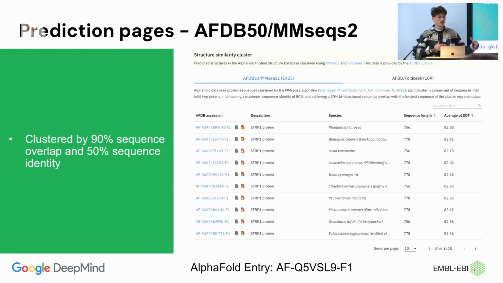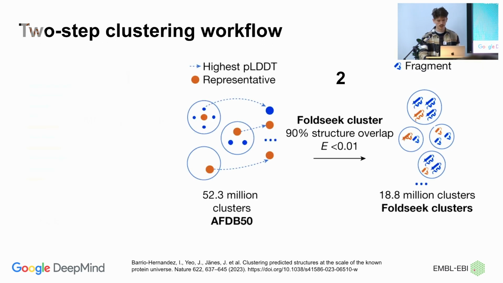So if you haven't seen already our entry pages, at the bottom you will see there's now a new table. It's called Structure Similarity Cluster. This data that I explained to you in the first clustering step, where we cluster only in sequence, is displayed as this table. You can see it's this tab, called AFDB50 MM62. Then I'm just going to also explain the second part, and then I'll walk you through bit by bit.